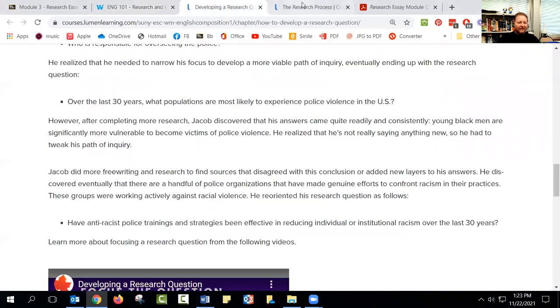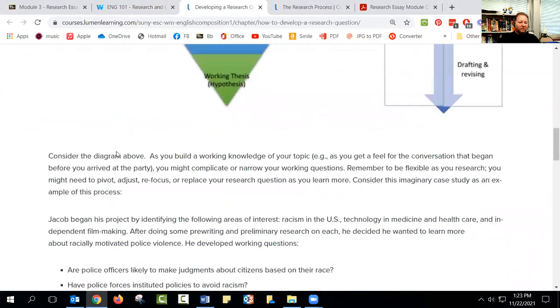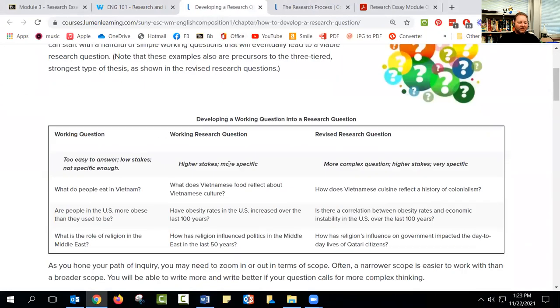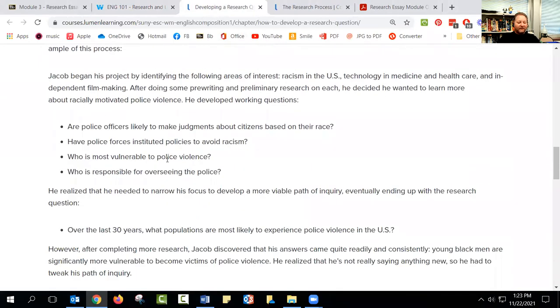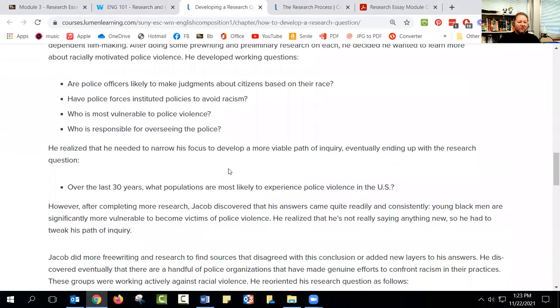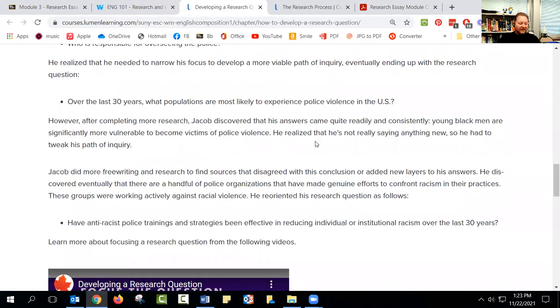So when you're going through that, think about this one as well. Remember this one, developing a research question. Look at these two revisions of the original working question. Think about this example in terms of how you can generate questions to help you discover what the things you want to look at are. And just think about those things here.